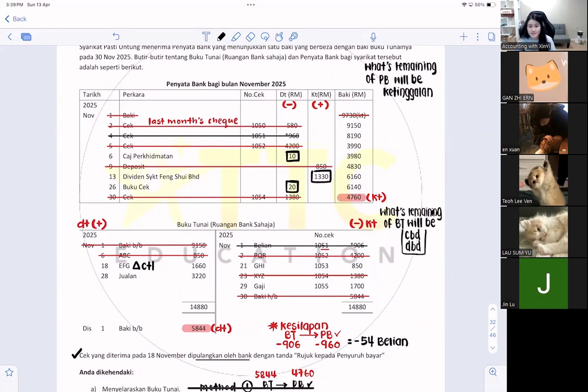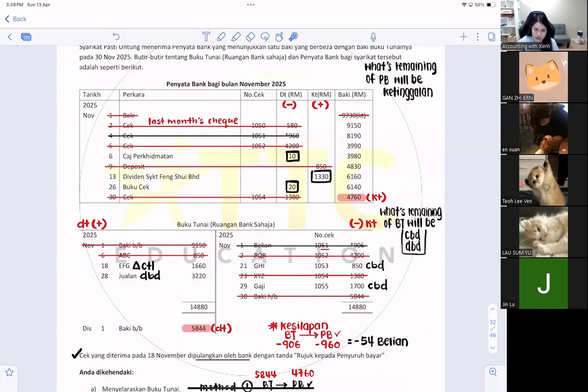Okay, these two. So how do you know if it's a CBD or a DBD? Which side? You have to remember, CBD is related to check, so you can only find it on the nombor check side. I mean, both are related to check, but CBD is us issuing the piece of check, so it would be from the negative side of Buku Tunai. While DBD means deposit, us receiving to put inside the bank account. That's why it should be on the positive side. So that's how you know. Every time, the remainder of Penyata Bank is ketinggalan. The ones remaining from Buku Tunai are going to be CBD, DBD.